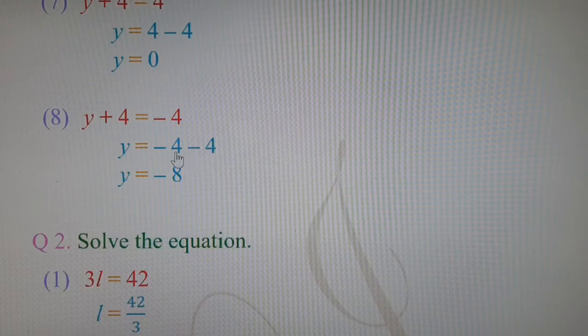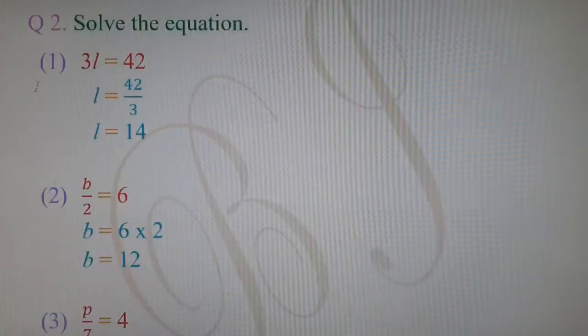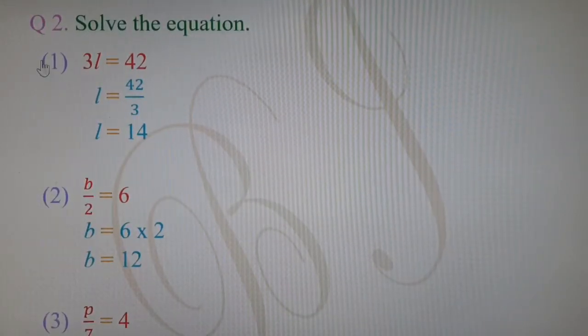Same sign total. 4 is negative and this 4 is also negative. Minus 4, both are negative. That means both are having the same sign. Same sign we do total. 4 and 4 is 8, and we have to put the bigger number's sign, but both of them are equal numbers and they are having the negative sign. Hence our answer will have a negative sign. So 8 will have a negative sign. Hence y is equal to minus 8 will be our answer, and y is equal to minus 8 is the solution for this equation. Let's go to the main question 2.